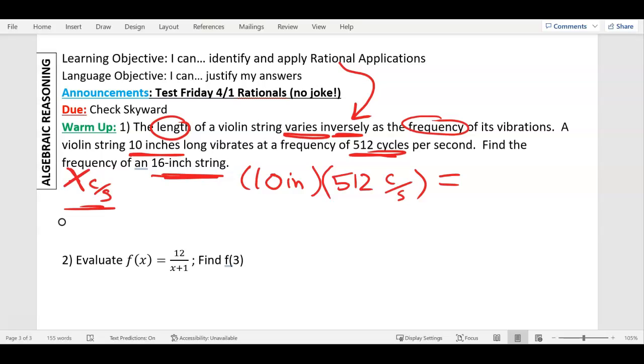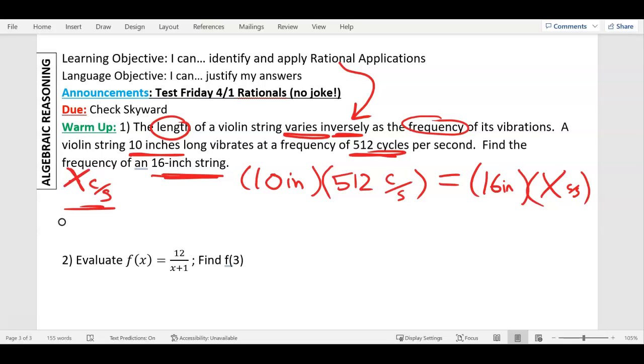So what are my inches on the second sentence there? So now we have 16 inches, but what's missing is the frequency, cycles per second. So I'm going to put X cycles per second. If you have the notes from yesterday in front of you, this should look very similar to example one yesterday. Multiply two things, equals, multiply two things. One of them's an X because it's missing. You just solve it by dividing.